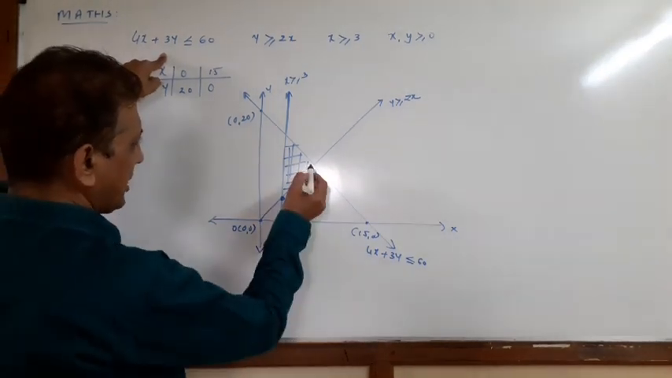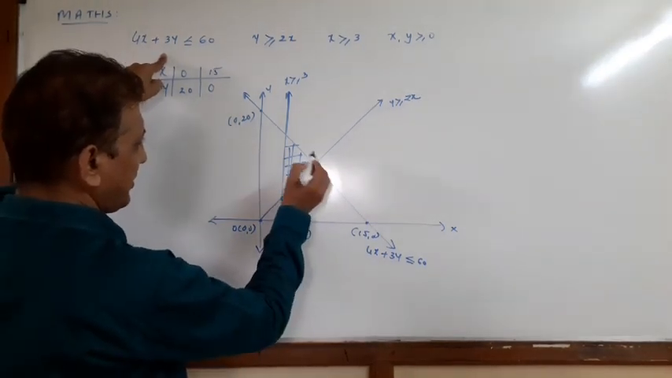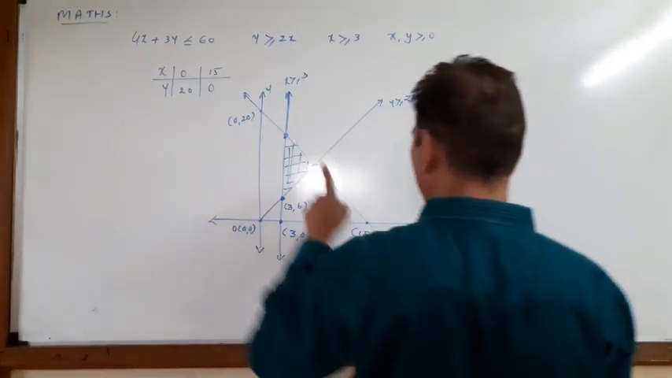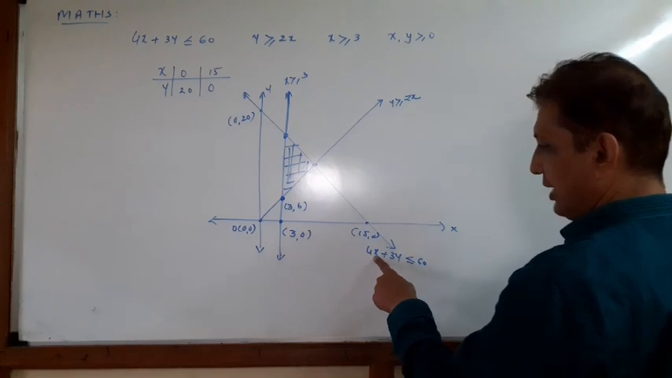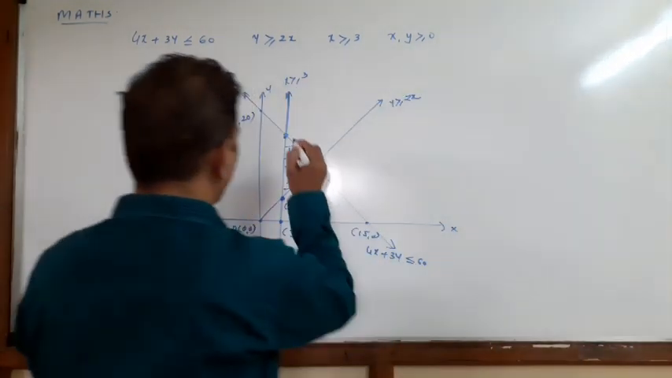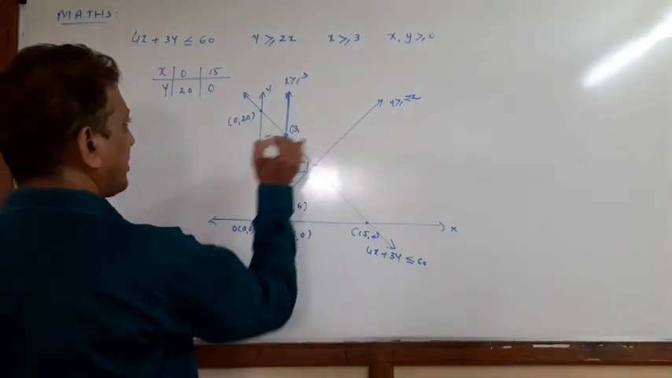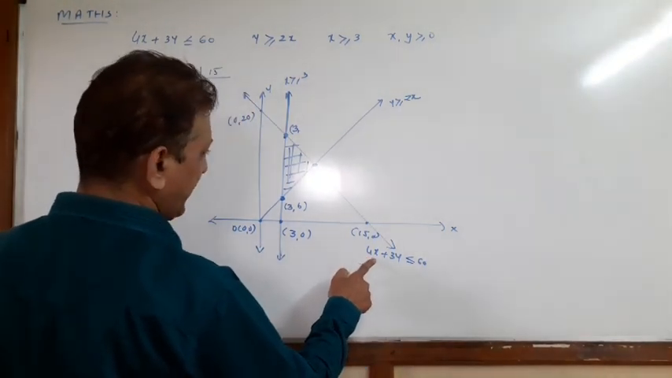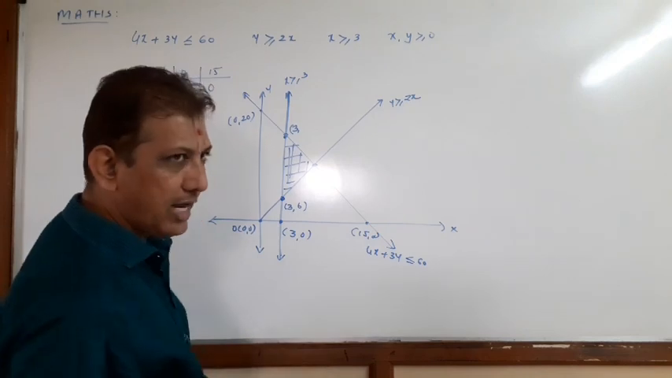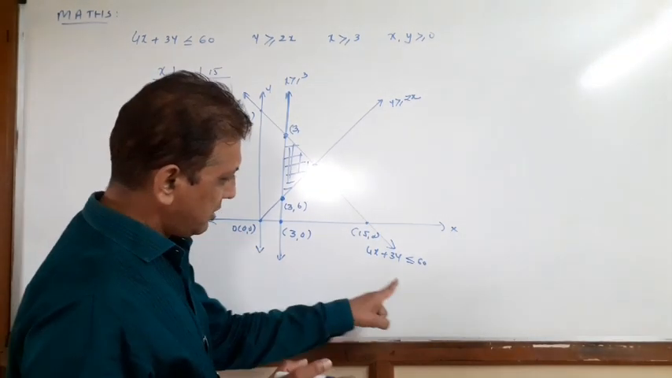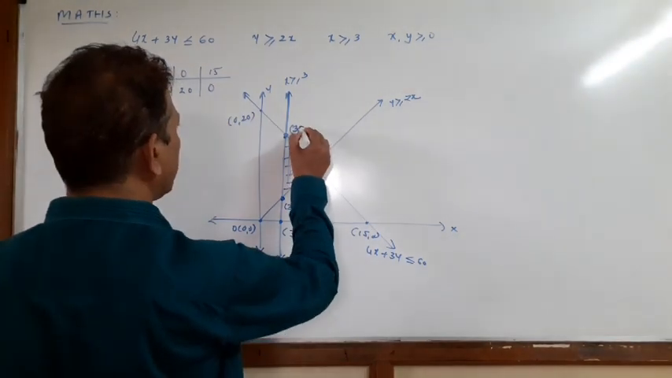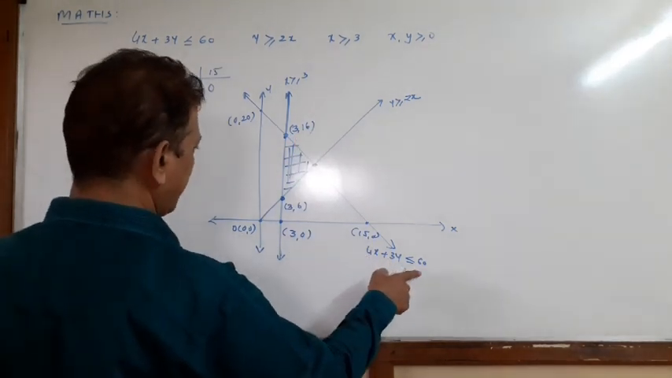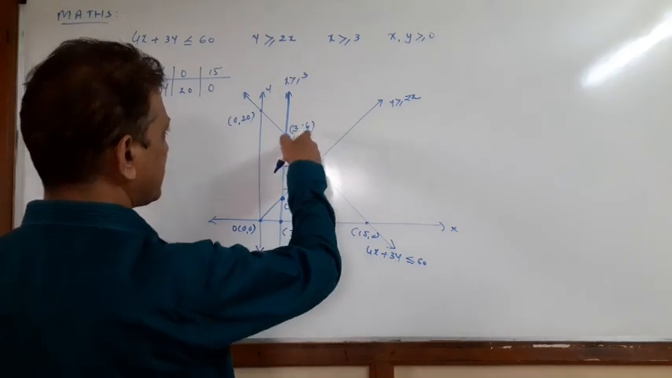Clear? Now we find the intersection point of these two. Put x equal to 3 because here the x coordinate is 3. Now find the y coordinate. 4 3s are 12. 60 minus 12, 48, divided by 3, 16. So the intersection point of the line 4x plus 3y equal to 60 and x equal to 3 is (3, 16).